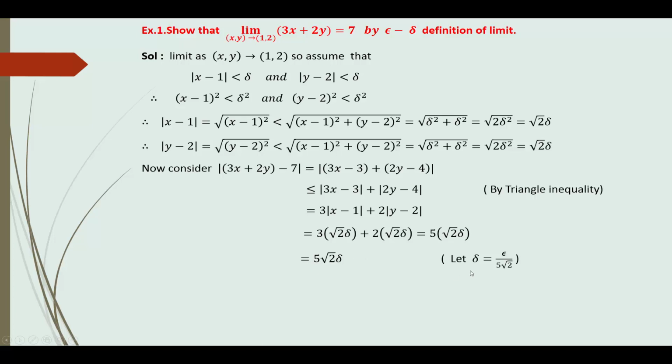Assume that delta is equal to epsilon upon 5 root 2. Putting the value of delta as epsilon upon 5 root 2, this is equal to only epsilon. Therefore modulus of 3x plus 2y minus 7 is less than epsilon, and therefore the limit of 3x plus 2y as (x,y) tends to (1,2) is equal to 7. This is the required solution.